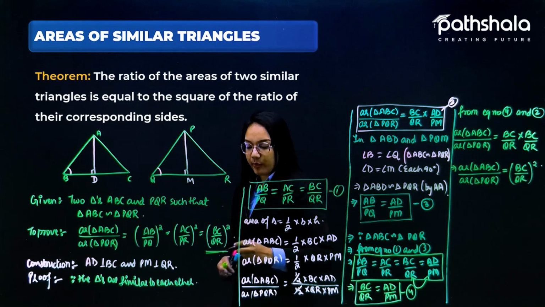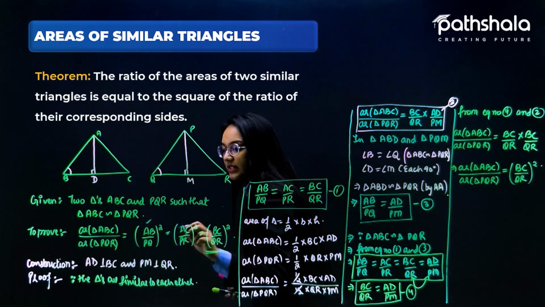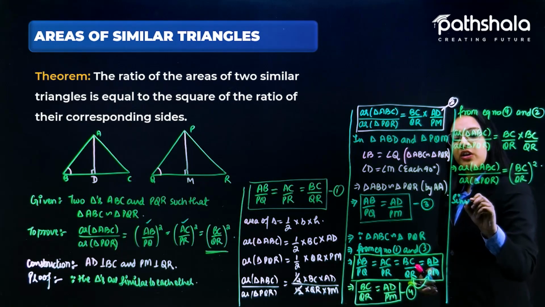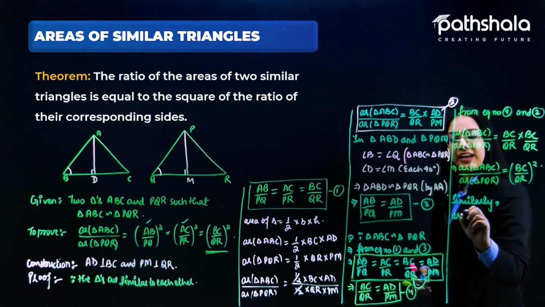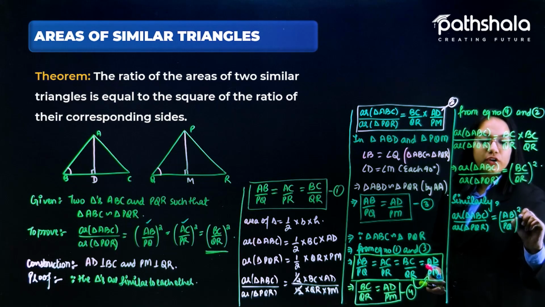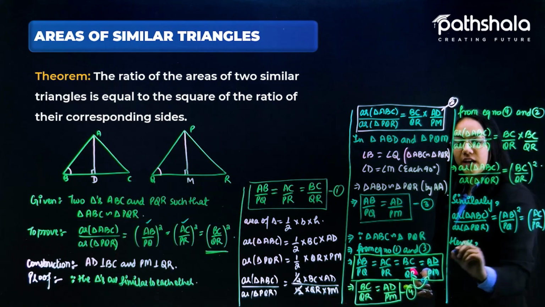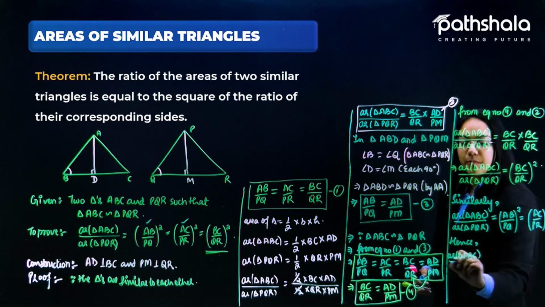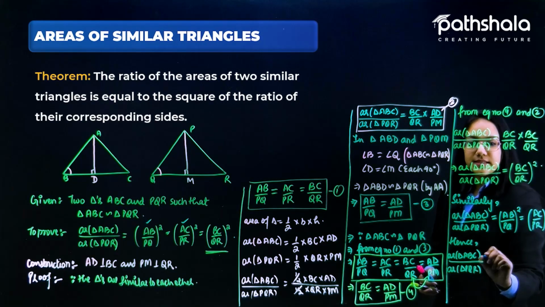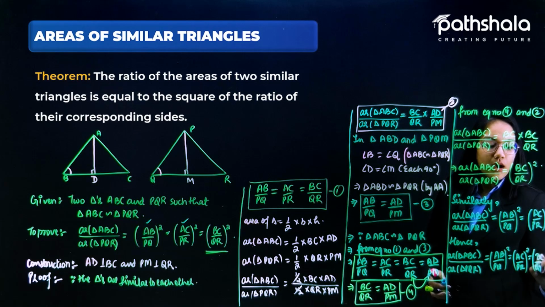In a similar way, we can prove that it is also equal to the square of the other sides. Similarly, the area of triangle ABC by the area of triangle PQR is equal to AB by PQ whole squared, and also equal to AC by PR whole squared. Hence, the area of triangle ABC by the area of triangle PQR is equal to AB by PQ squared, which is equal to AC by PR squared, which is equal to BC by QR squared.